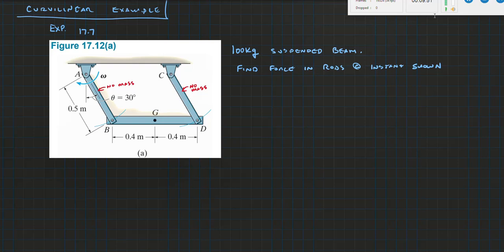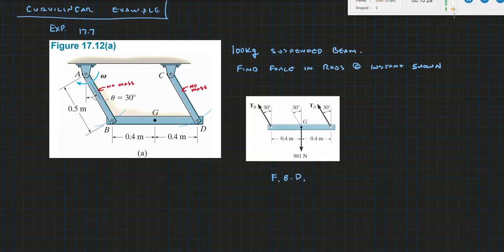Okay, let's solve this problem. Now, even though there's rotation occurring in this problem, this beam BD is experiencing curvilinear translation. Every point in this beam is moving with the exact same acceleration in the exact same direction. Now this problem, these links have no mass, and this beam has a mass of 100 kilograms. This suspended beam has a mass of 100 kilograms. Let's find the force in the rods at the instants shown when this is at 30 degrees.